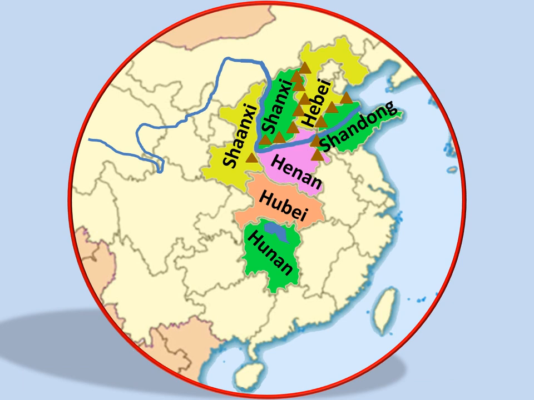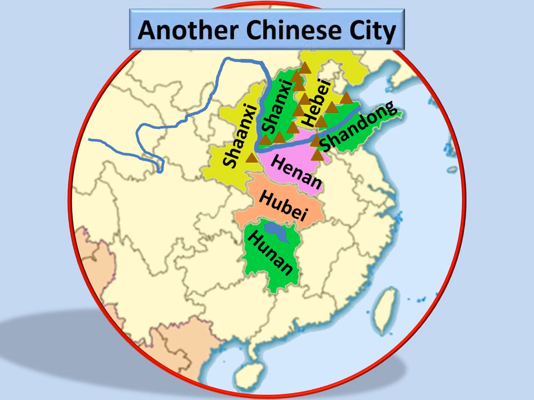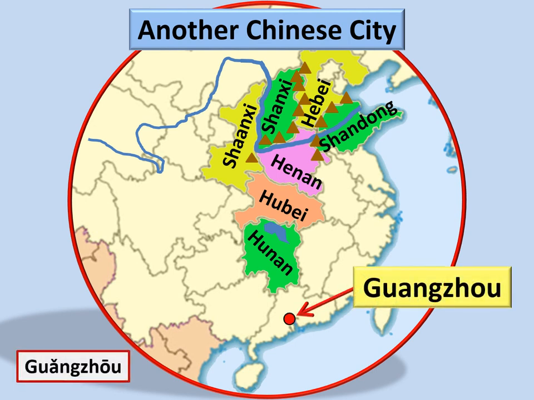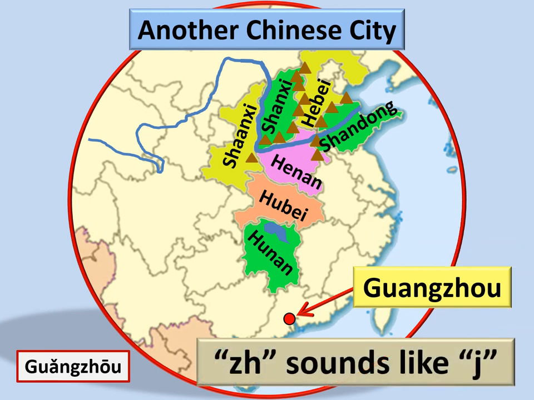Let's learn the name and location of another Chinese city. Guangzhou has a population of 13 million people, making it the third largest city in China. You may have heard the name given to the city by Portuguese traders and colonists, Canton. Notice that in the Chinese name of the city, ZH is pronounced much like the English J. Remember the name Guangzhou.